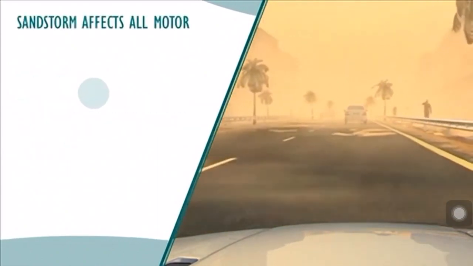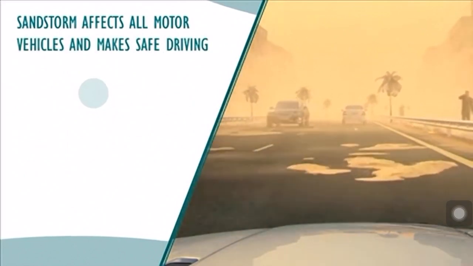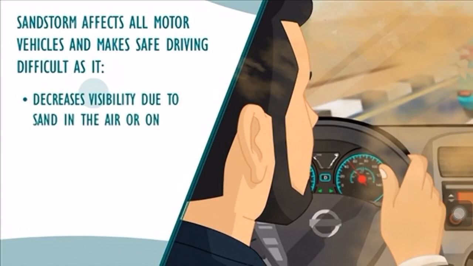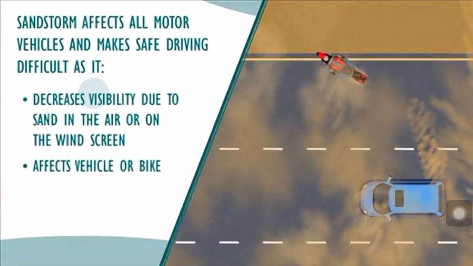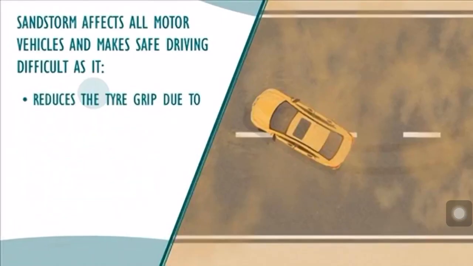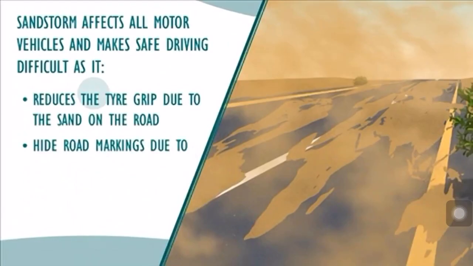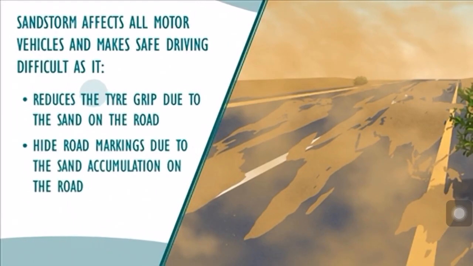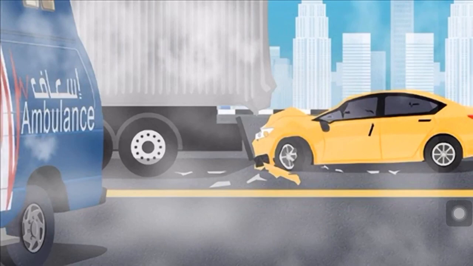Sandstorm affects all motor vehicles and makes safe driving difficult, as it decreases visibility due to sand in the air or on the windscreen, affects vehicle or bike control due to wind or cross pressure, reduces the tire grip due to the sand on the road, and hides road markings due to the sand accumulation on the road. Due to all these problems, it increases the risk of a crash.